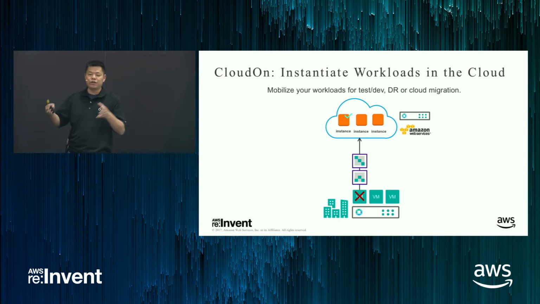for cloud migrations or for disaster recovery. So instead of having to maintain a secondary physical environment or even a secondary data center that you have to pay for and manage, you essentially can use AWS for that. And we basically enable you to do that in a very cost-effective and efficient way.